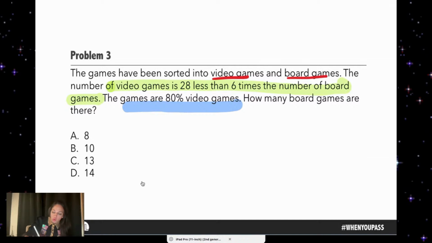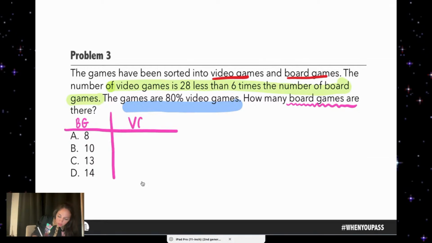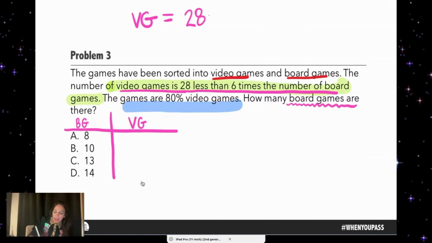So the question really tells us what the answers are. These are board games. So if those are board games, then how many video games do I have? Well, the number of video games is, everybody needs to be able to take a word phrase and translate it into an algebraic phrase. So video games equals 28 less than 6 times the number of board games. 28 less than 6 times the board games, and we'll call that a B.